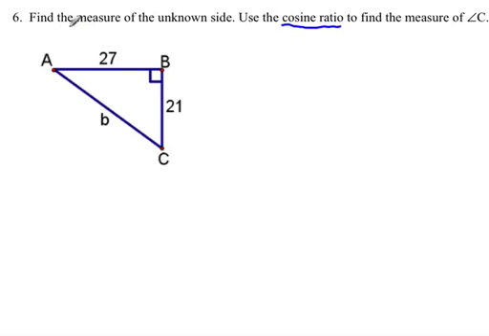So here we're given in question 6, we need to find the measure of the unknown side, and that's here, b. And we're supposed to use the cosine ratio. And cosine is adjacent over hypotenuse, remember from SOHCAHTOA.